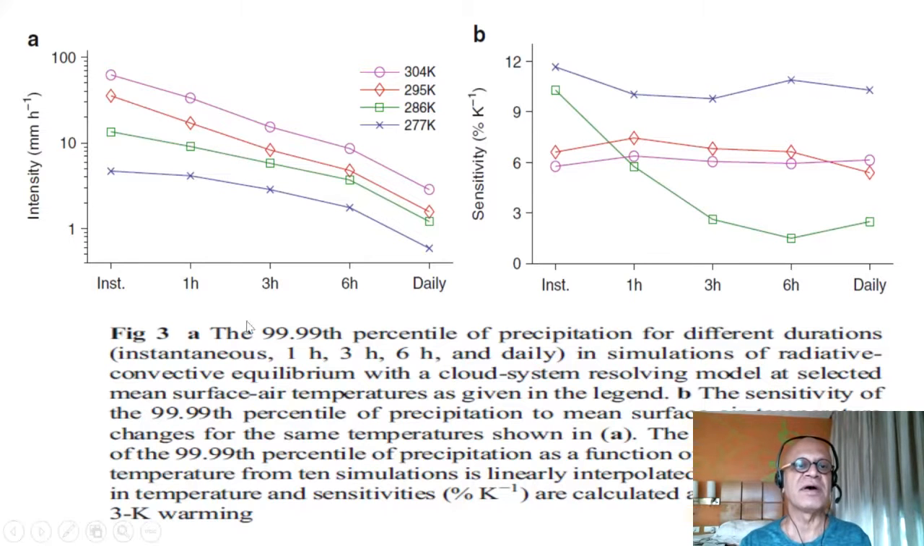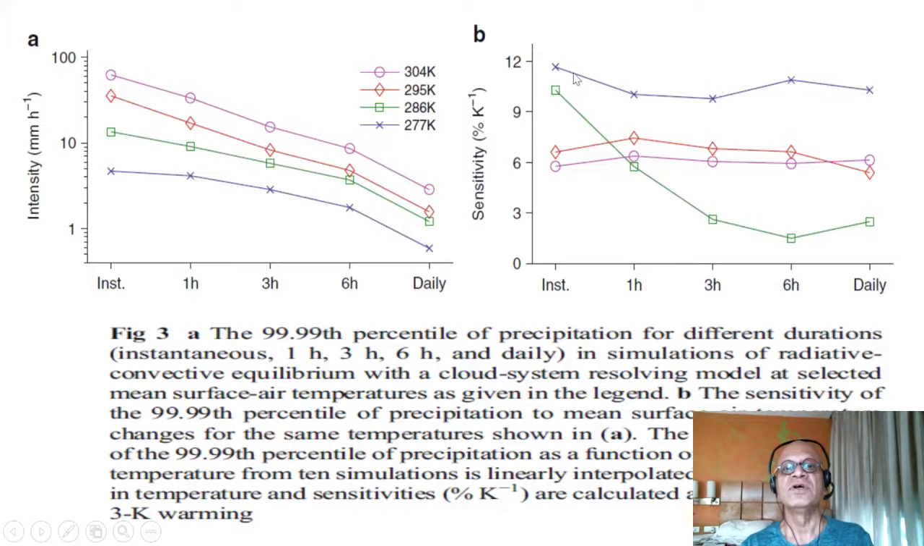So intensity matters. So here instantaneous intensity is higher for all temperatures compared to lower or longer durations. As you can imagine, as you integrate in time, the moisture flux needs to come from further and further, so the intensity drops to 0th order. That's how I would interpret that. And you can see that as the temperature increases from 277 Kelvin to 304 Kelvin, the intensity goes up at each duration, and the sensitivity is harder to interpret here.